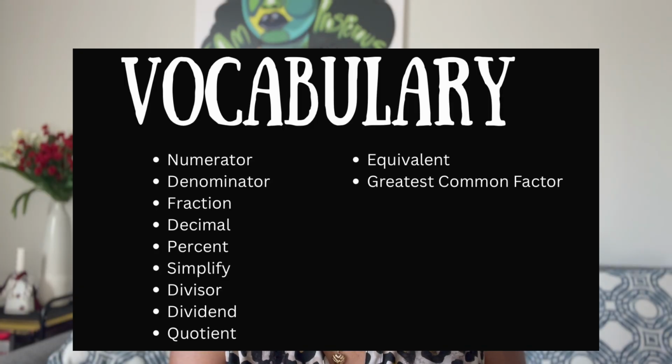Let's go over the vocabulary that you would need to go over with your students to make sure that they understand these terms before starting your lesson. You have numerator, denominator, fraction, decimal, percent, simplify, divisor, dividend, quotient, equivalent, and greatest common factor. These are the vocabulary words you will hear me say throughout the lesson, and make sure that you're reinforcing these words with the students so when they hear them or when they read them, they know exactly what they are.